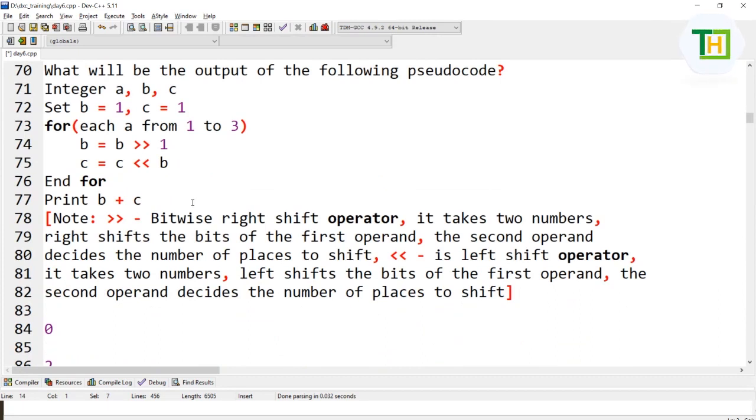What will be the output of the following pseudo code? Just observe here. This is going to be a right shift operator, and this is going to be the left shift operator, and how it works here. I already explained how the bitwise operators work.